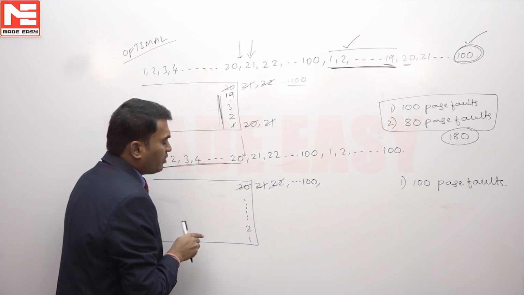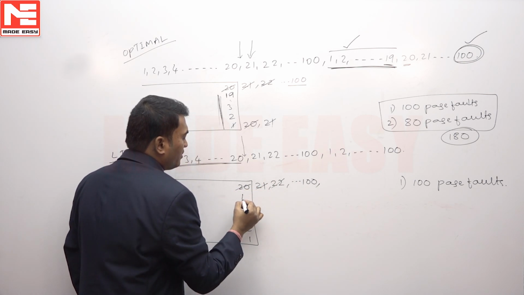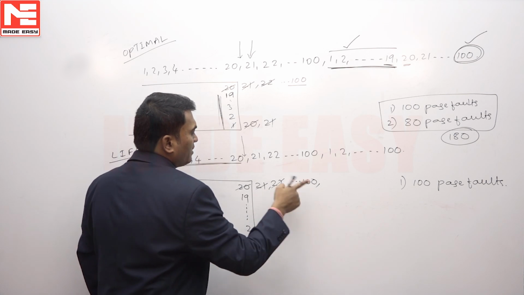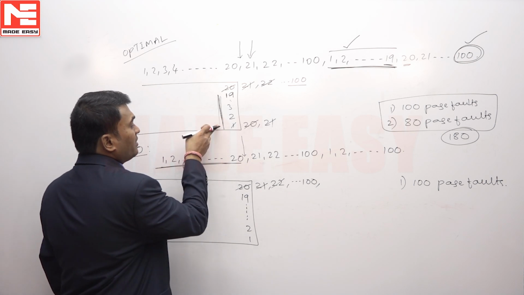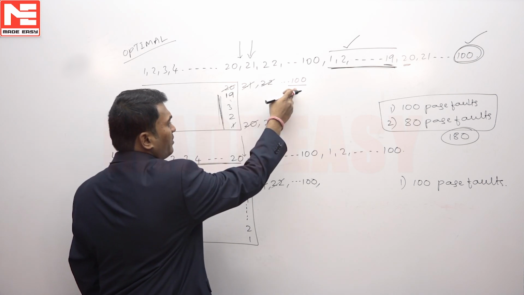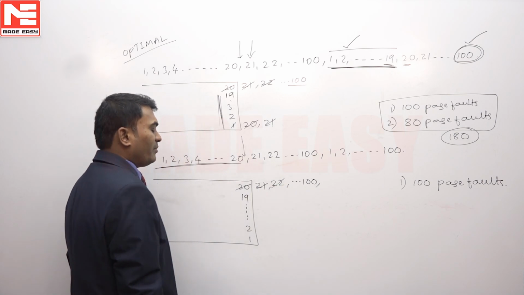Now understand here, up to 100, once you are here, what pages are there in the memory? You are having 1 to 19 and 100, the same thing. 1 to 19 and 100 are in the memory. Same thing here also: 1 to 19 and 100 are the pages in the memory.